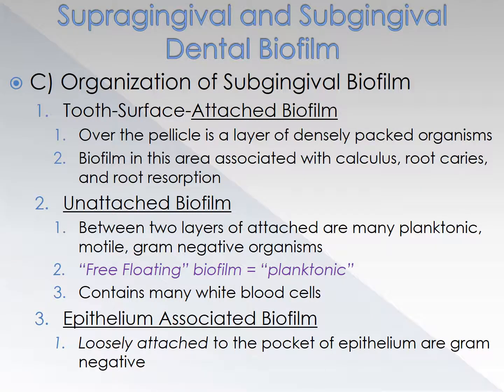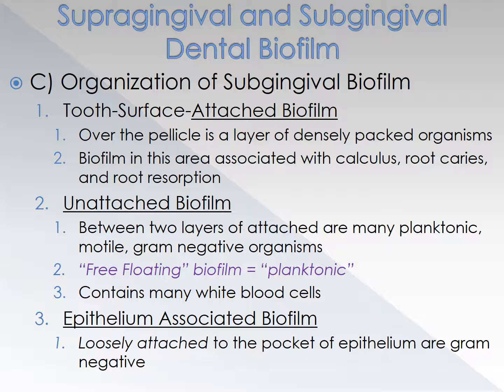So organization of subgingival biofilm: tooth surface, attached biofilm. Over the pellicle, it is a layer of densely packed organisms. Again, we're talking about subgingival biofilm. Biofilm in this area is associated with calculus, root caries, and root resorption. So just know calculus and then anything that says root on it, right? Unattached biofilm: between two layers of attached are many planktonic motile gram-negative organisms. So they're kind of the freeloading biofilm, the planktonic biofilm.